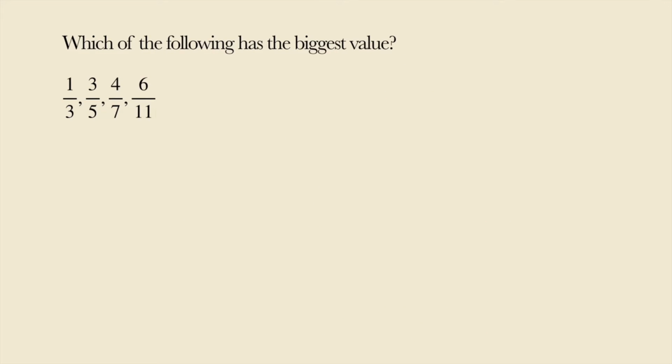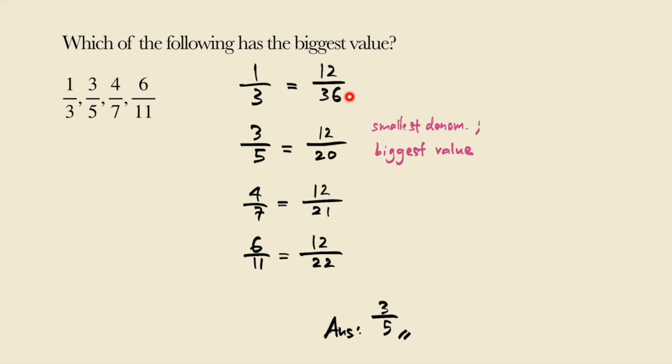Which has the largest value? Now look at the numerators, 1, 3, 4, 6. Can they not all be turned to 12 fairly easily? So let's do that. So 1/3 is 12 over 36, 12 over 20, okay, 12 over 30, 12 over 22. Okay, which one has the largest value? Now, the one with the largest value is the one with the smallest denominator. And which one is the smallest? That's 20. So make sure you choose the original fraction, 3/5.